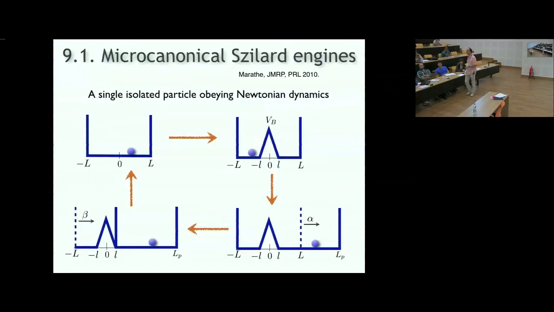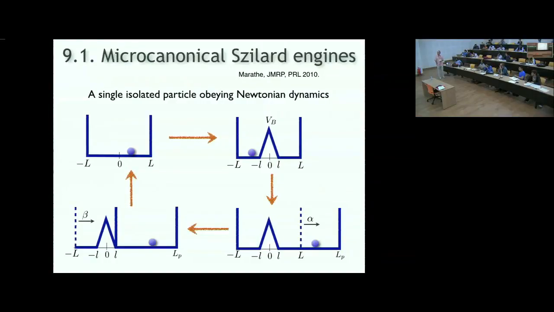Isn't there any cost in the second stage? While you are inserting that potential VB, isn't there any cost? Yeah, there is a cost, but you can make it as small as you like with the width. But there is a cost.